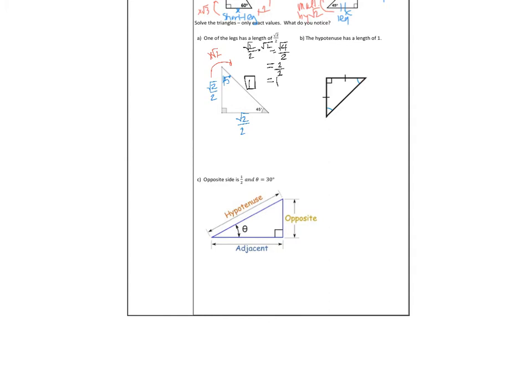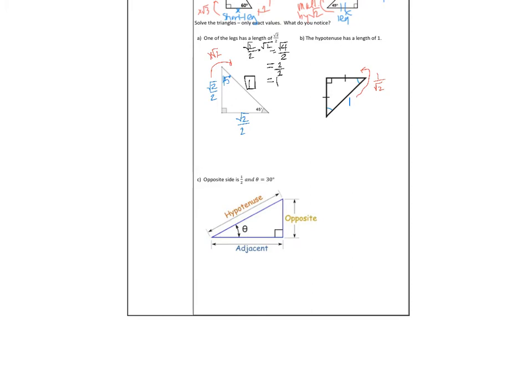On the B, the hypotenuse is a length of 1. So they're telling us here we've got 1 for the hypotenuse, and that's, remember, the side opposite the right angle. To find our legs, we could go backwards this time and divide by the square root of 2. So we'd have 1 divided by the square root of 2.